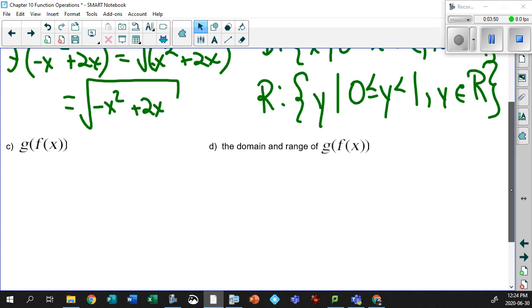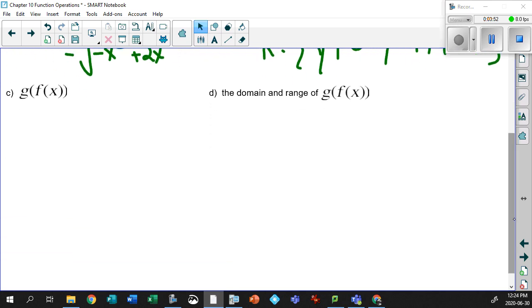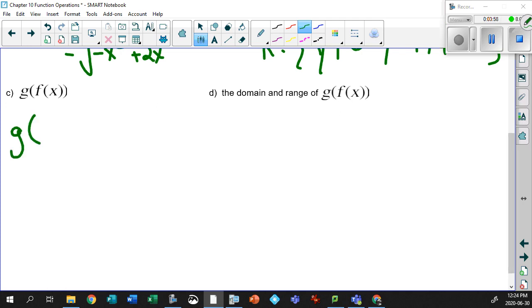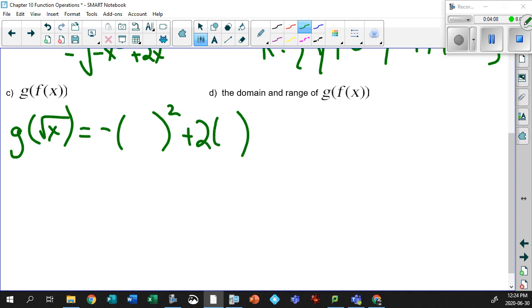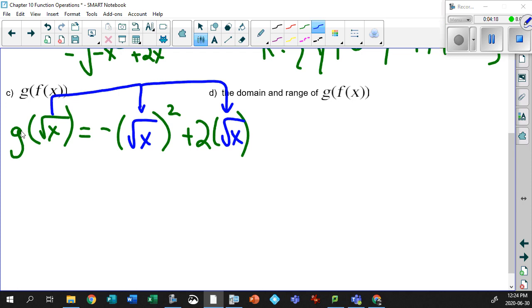Okay, so on we go. Algebra time. Think of what g of x was. g of x has to have f of x inserted into it. Remember, g of x was minus bracket squared plus 2x. Well, that means it's got to be inserted twice. Wherever there was an x, this has to go here and here. So there's a square root of x, there's a square root of x. So this becomes, think about it, the square root of x squared is just x, so this is minus x plus 2 root x.